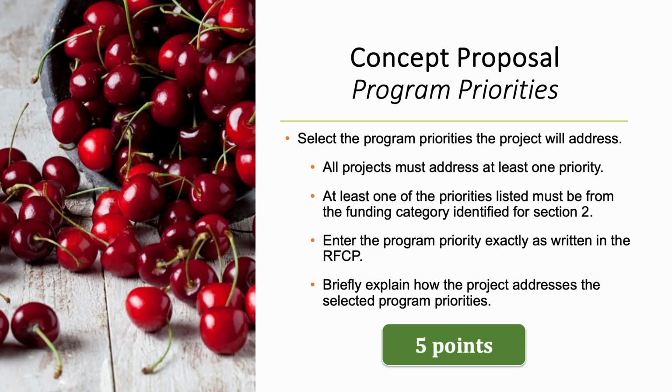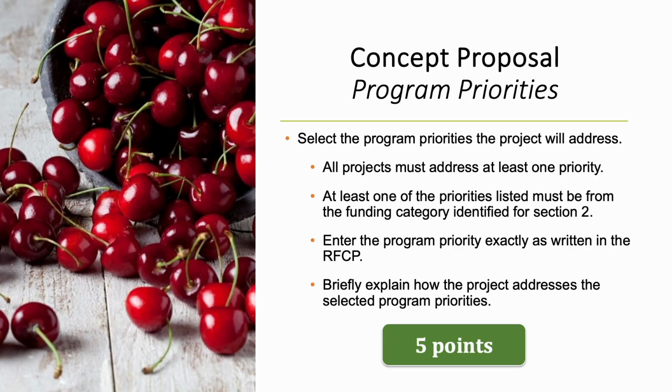Section 3 addresses program priorities. In the RFCP, each funding category has a list of associated program priorities. These priorities serve as a guide to the general issues impacting the specialty crop industry within each funding category. Program priorities should correlate with the specific existing issue, problem, or need of the specialty crop industry that your project will address.